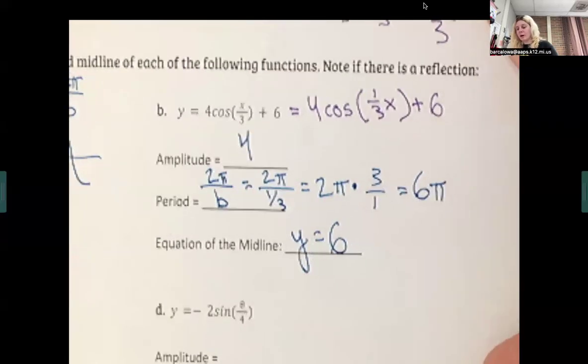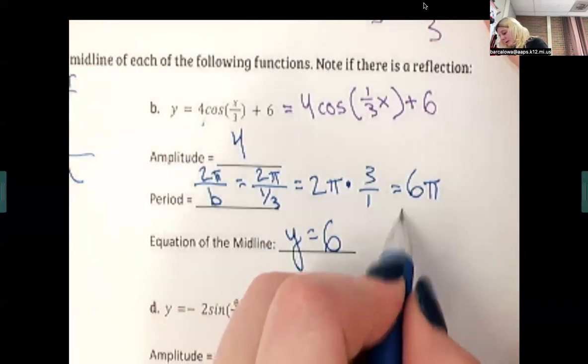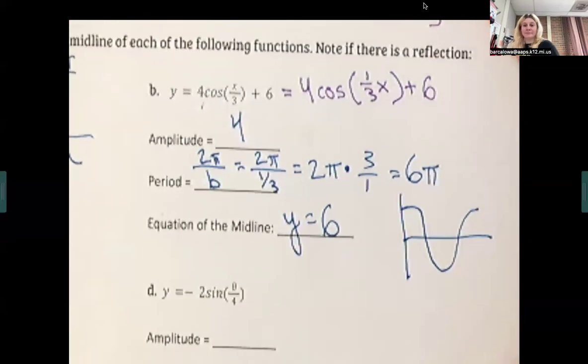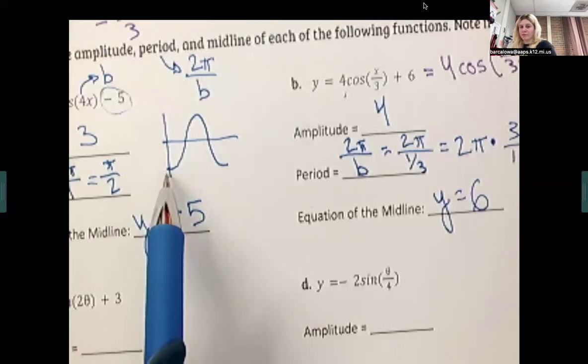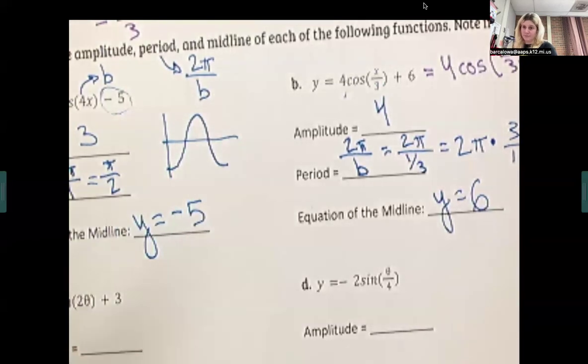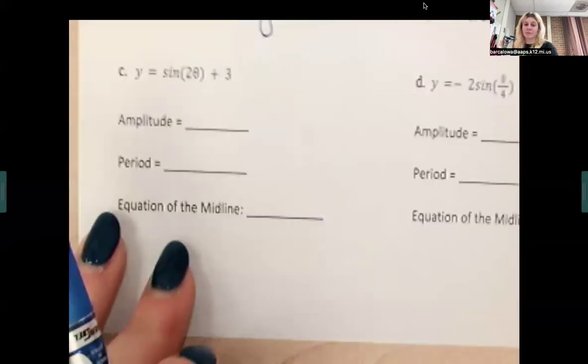Okay, and if I were to draw a sketch, this one's a positive cosine function. So start at the top, end at the top.